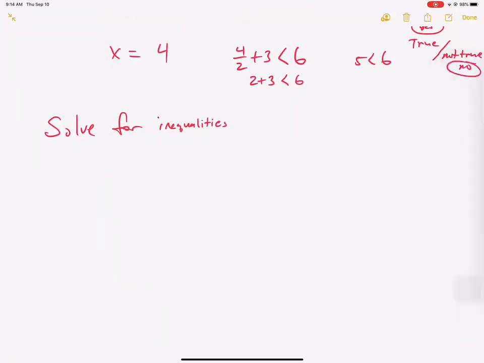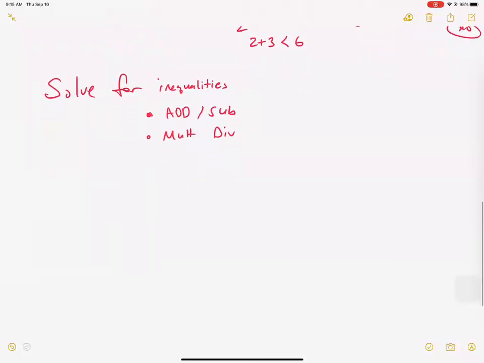We're going to solve inequalities today, and we're going to do specifically addition, subtraction, and multiplication and division. So our main steps, our main moves. Here's our first one.